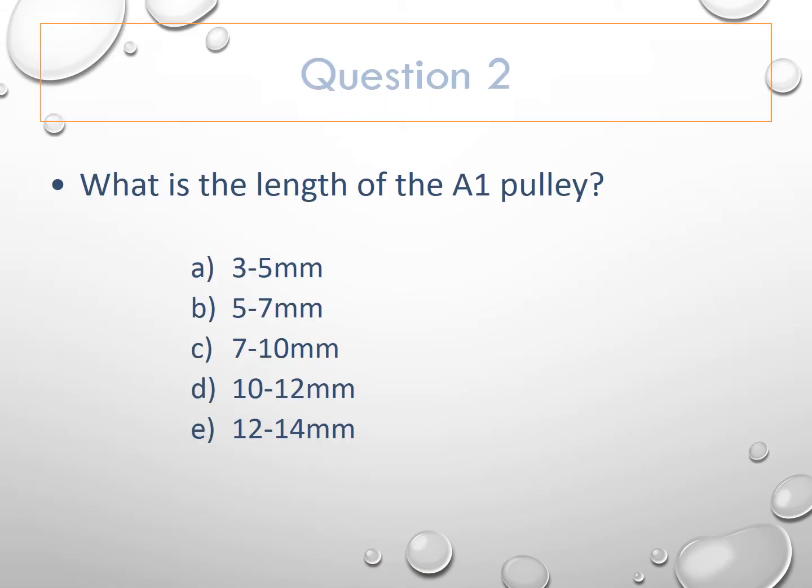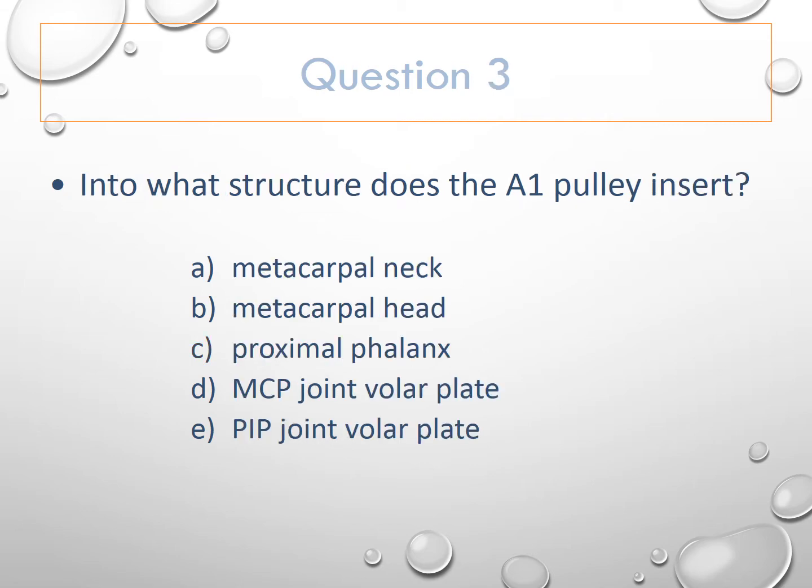What is the length of the A1 pulley? 7 to 10 millimeters. This is just something that you need to memorize. Into what structure does the A1 pulley insert? The MP joint volar plate.